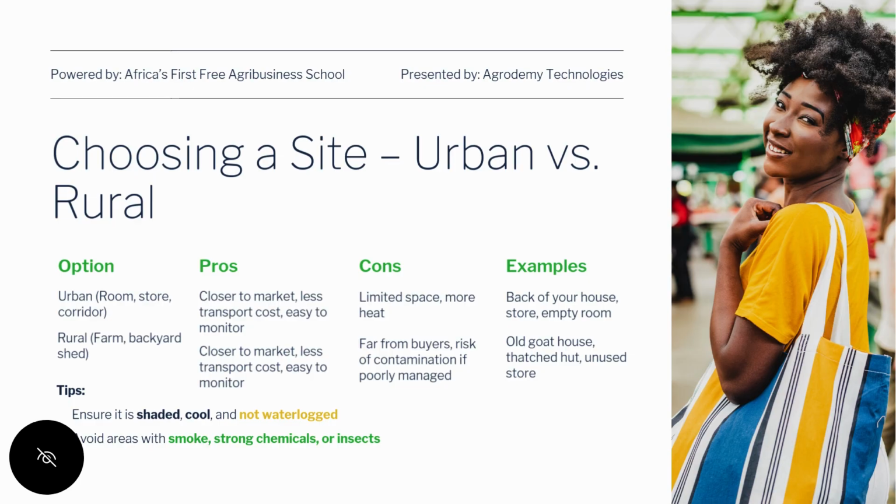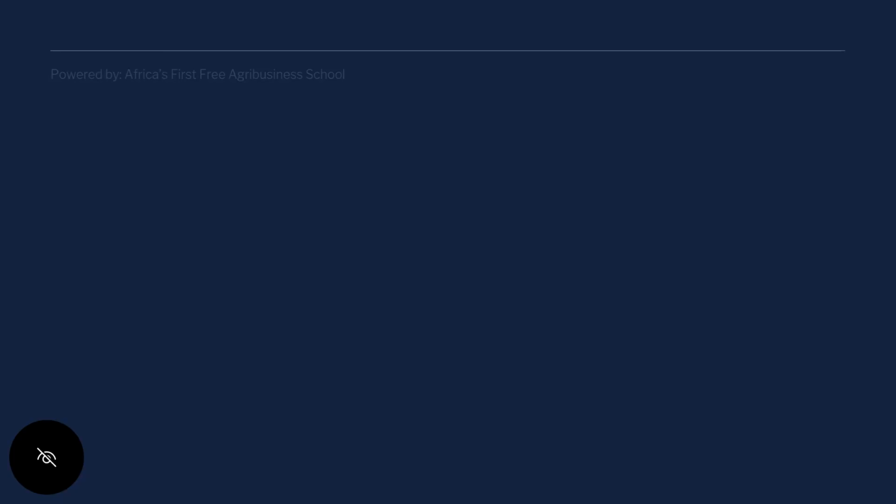But something that I need you to pick from this knowledge of choosing a site is that just ensure that wherever site you choose is shaded, is cool, and is not waterlogged. Avoid areas with smoke, strong chemicals, or insects because mushroom honestly do not thrive in any of this.